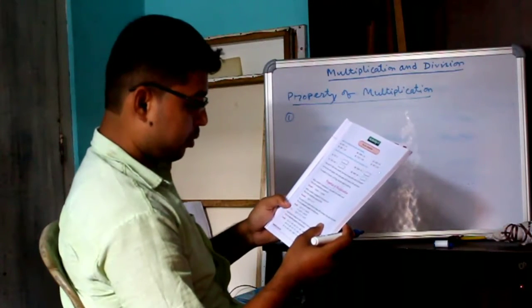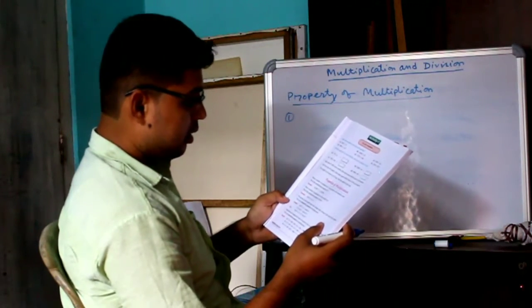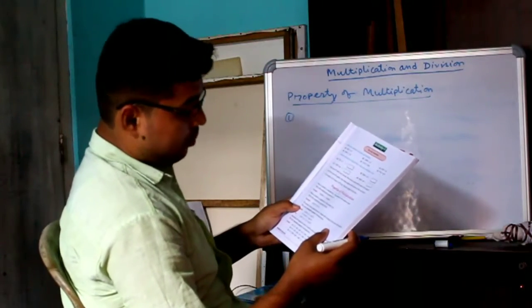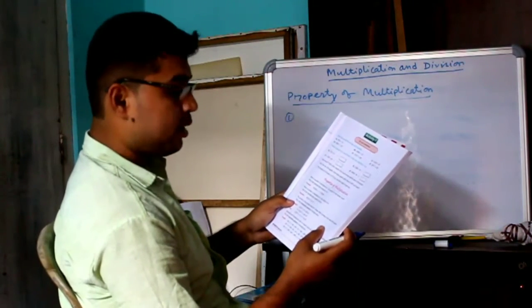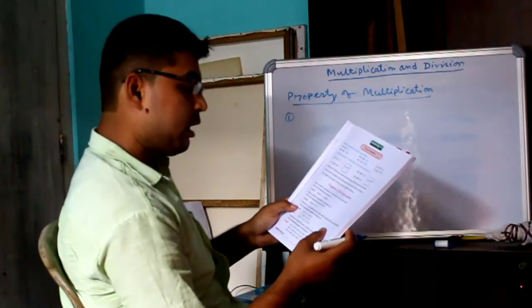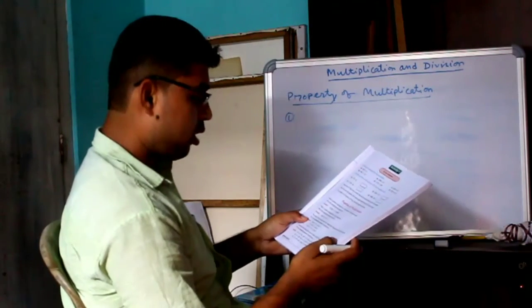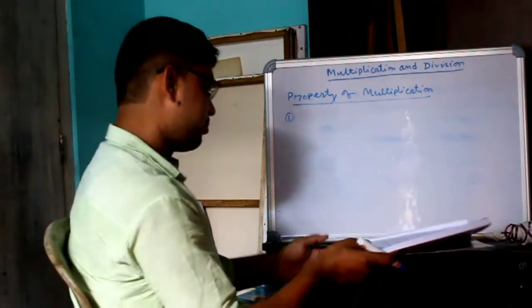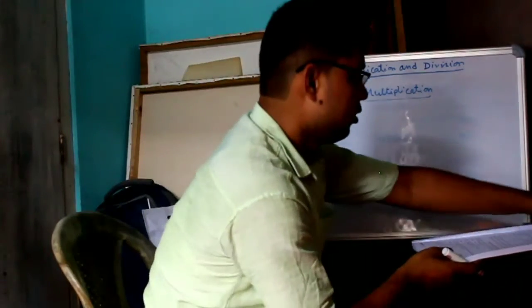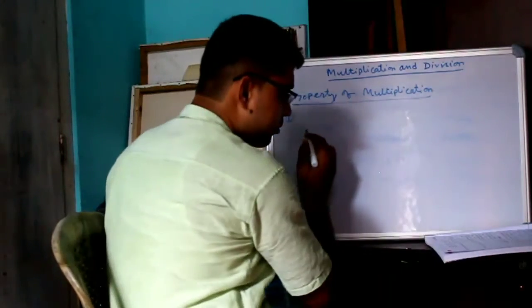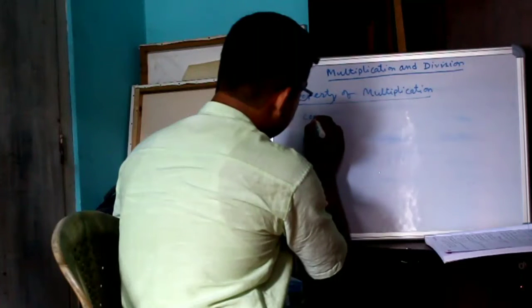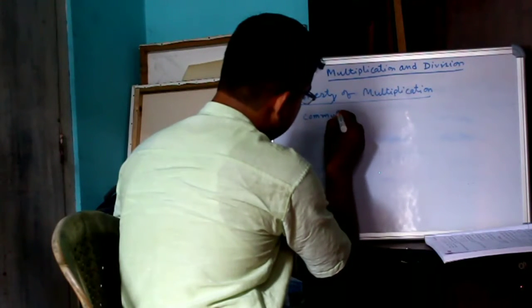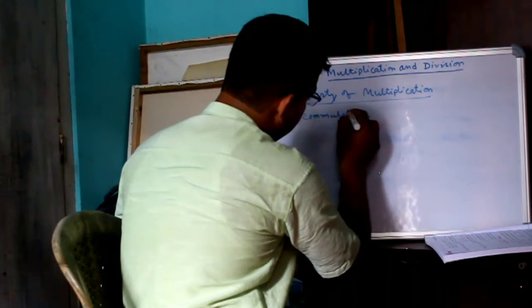This is called commutative property. So the product of two numbers does not change with a change in the order of numbers. This is called commutative property. Number one, commutative property.